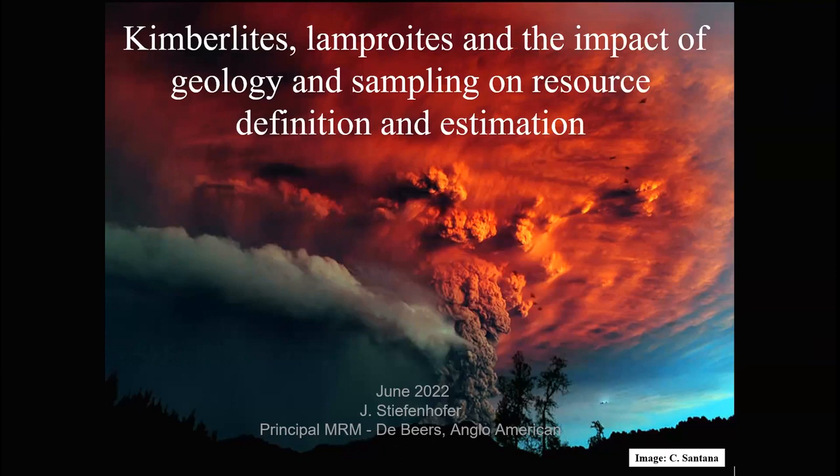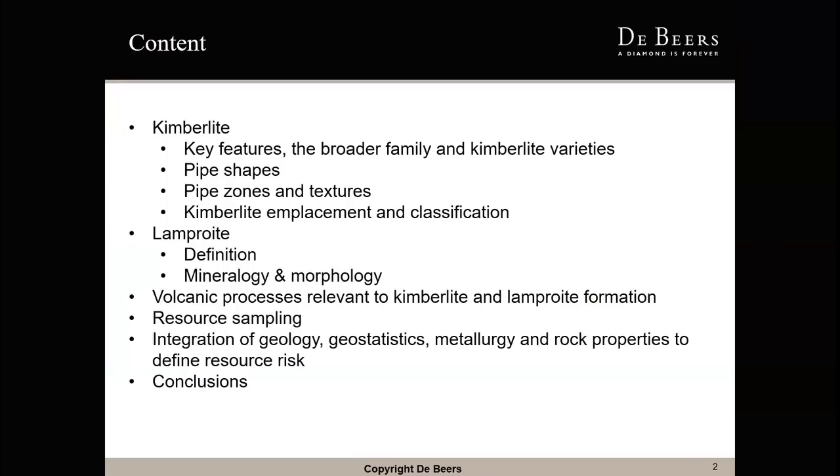Okay. So basically, today is just going to be a bit of a look at kimberlites, lamproites, and then the impact of some of the geological features on the sampling and the resource aspect of these bodies. Just in a very brief overview on the kimberlite side: the key features of this rock type, some of the family and the varieties that you can find in kimberlites, shapes, pipe zones, textures, and then of course, how are they emplaced and how do you classify them?